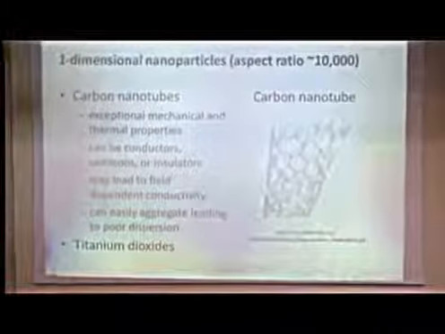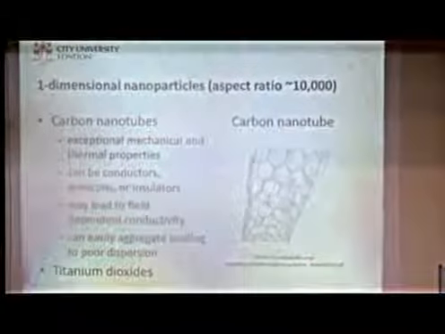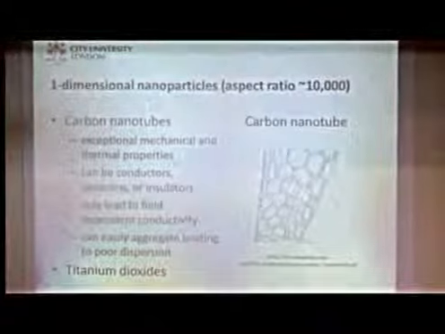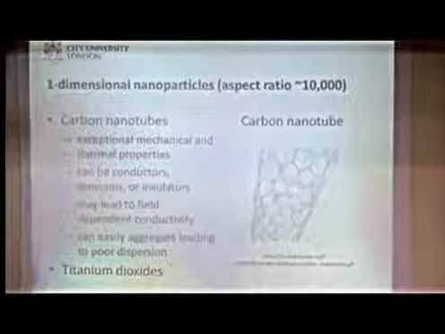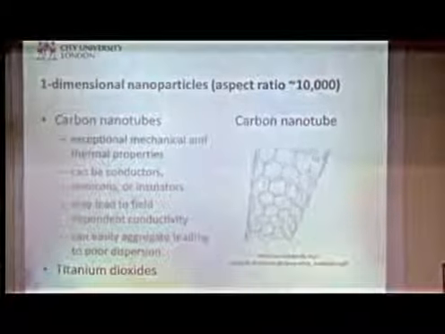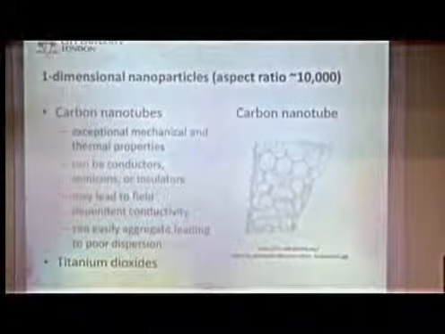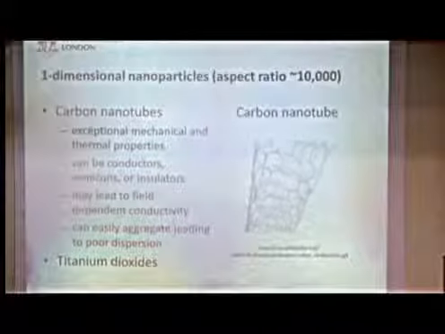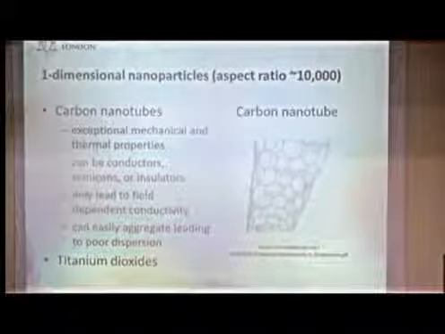Finally, one-dimensional nanoparticles. Well, the obvious thing here is to jump on a bandwagon and use carbon nanotubes. Of course, they have exceptional mechanical and thermal properties. You can make them as conductors, insulators, or semiconductors, so you should be able to make them field-dependent. But there are problems. They aggregate very easily.